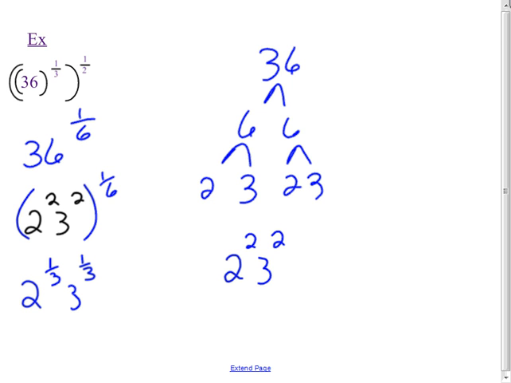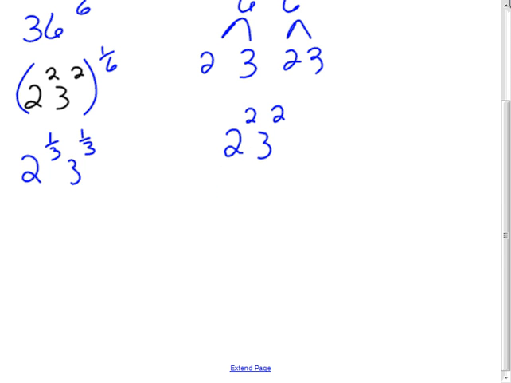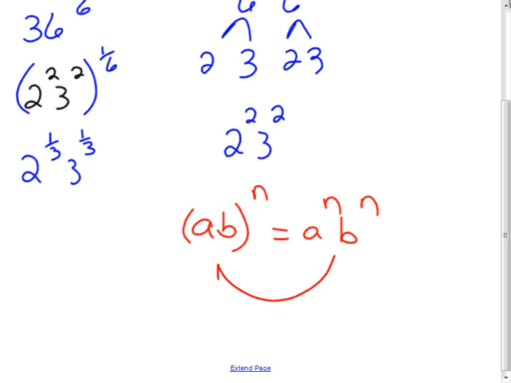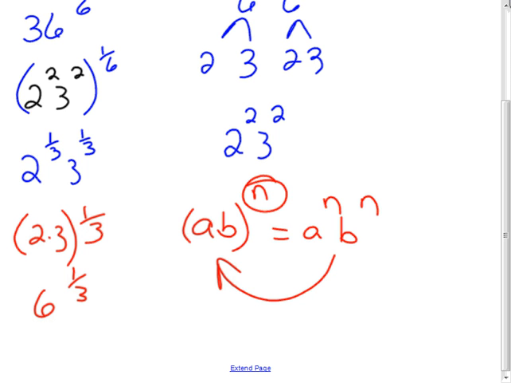And that simplifies. Now, we have to go backwards properties for a moment. You guys learned the following property. A times B to the n, for instance, is A to the n times B to the n. And I got to be able to go backwards, too. So if I have two quantities taken to the same exponent, I can pull out that exponent and physically multiply the bases. That gives me 6 to the 1/3. That is my simplified answer, 6 to the 1/3.